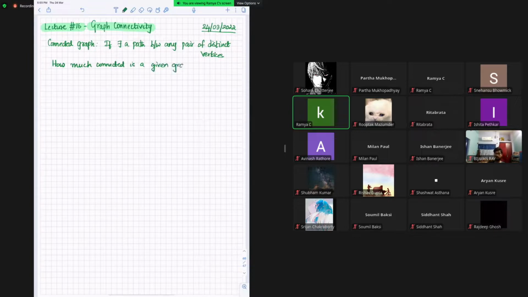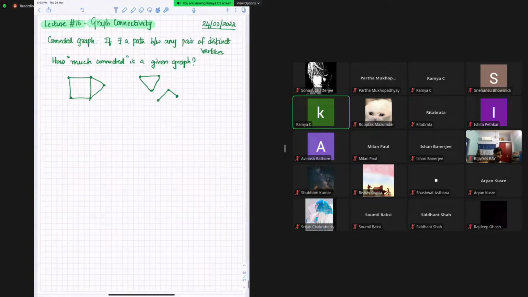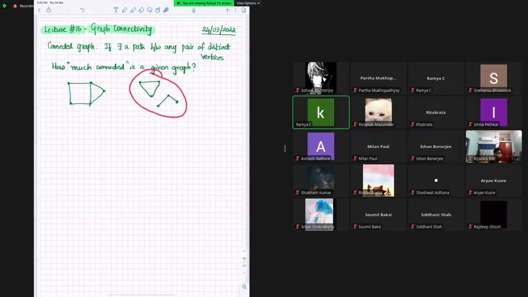So what do we mean by how much connected? You can either say a graph is connected or you would say that the graph is disconnected. For example, this one is connected. Whereas if you look at this graph, this one contains two connected components. This is component C1, this is component C2. So this graph you can say is disconnected because from this vertex to this vertex, there is no path. This graph is connected.